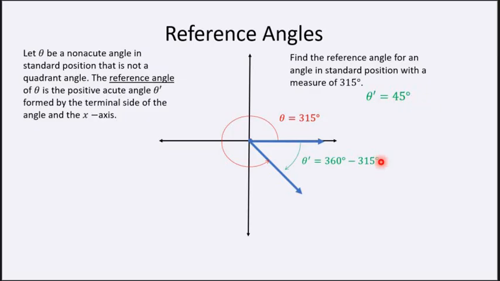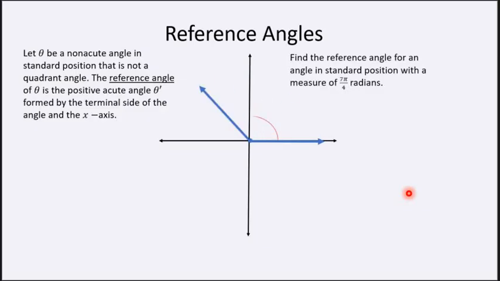That's true for angles in the fourth quadrant. If you want to find a reference angle for an angle in the fourth quadrant, you're going to take the given angle and subtract it from 360 degrees, or from 2 pi radians if you're in radian mode. Let's look at this angle here.